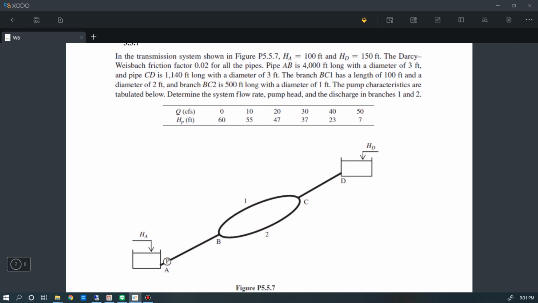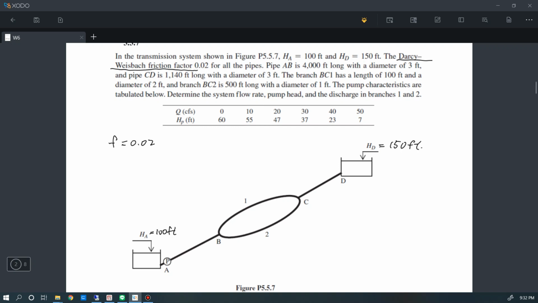So the elevation for reservoir A is equal to 100 feet, and the elevation for reservoir D, HD, is equal to 150 feet. And we will use the same friction equation to calculate the head loss. And here we note that the factor F is equal to 0.02 for all pipes.